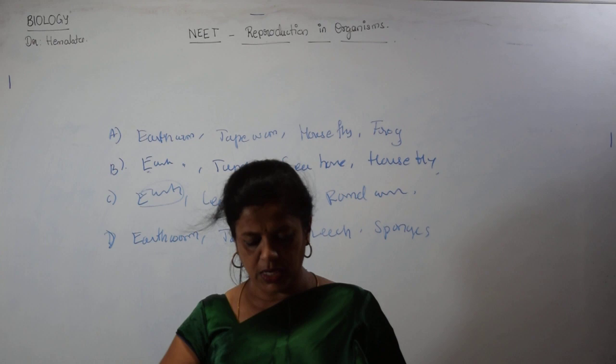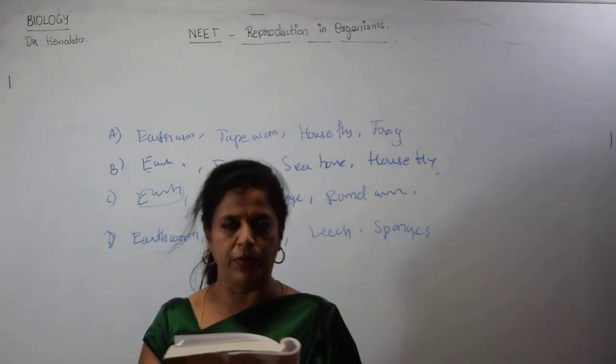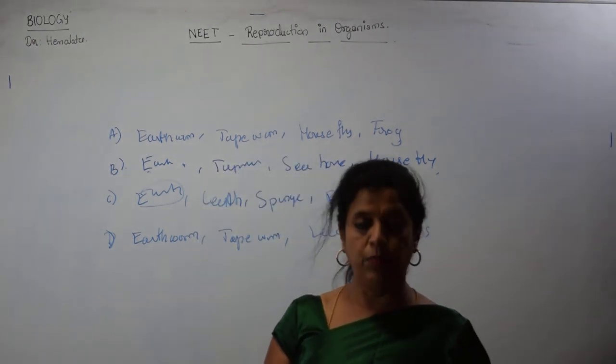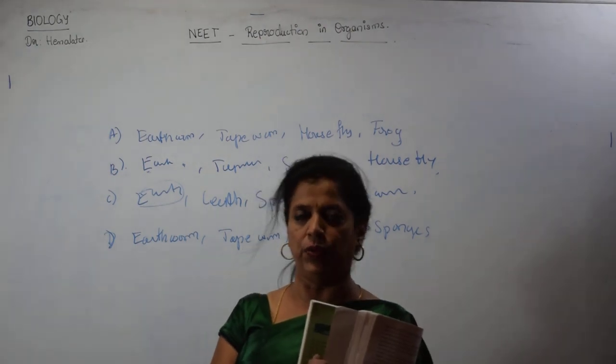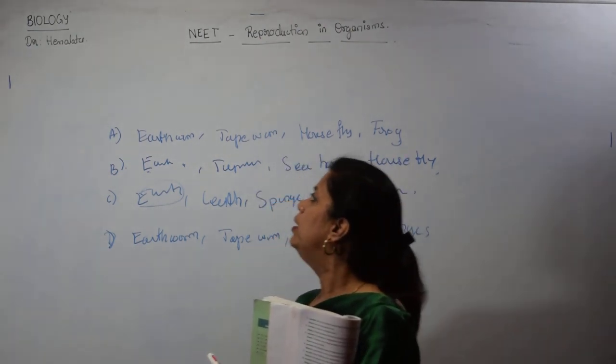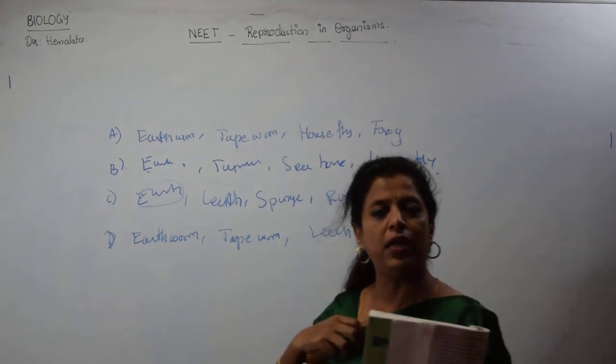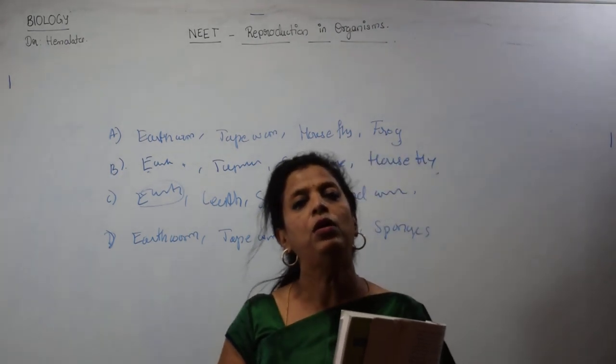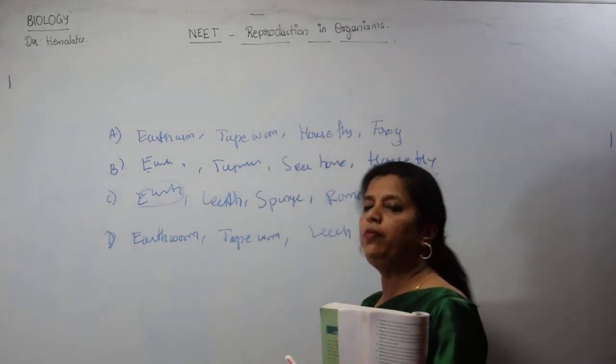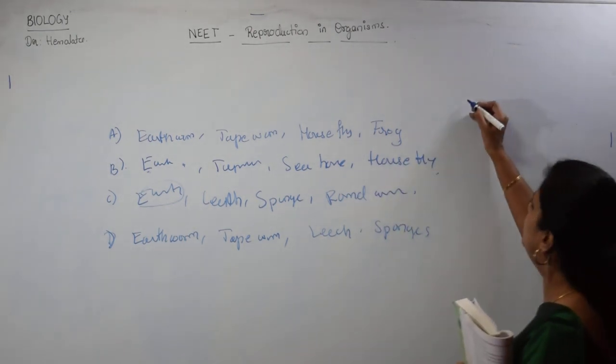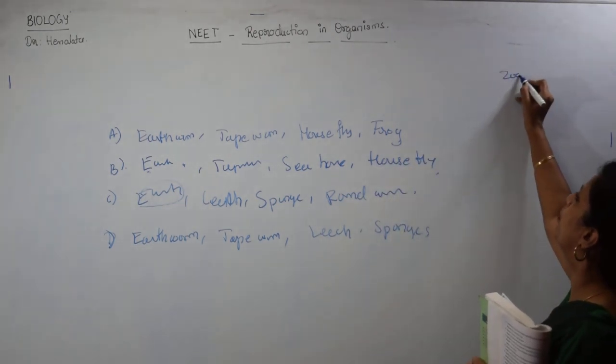Okay. So, which are the organisms in the given options? All are hermaphrodite, means they are all bisexual. So, let us study one by one. Earthworm, I have given you the biological name. What is the biological name? Pheretima posthuma. Then comes tapeworm, its biological name. I will give you the zoological names properly.